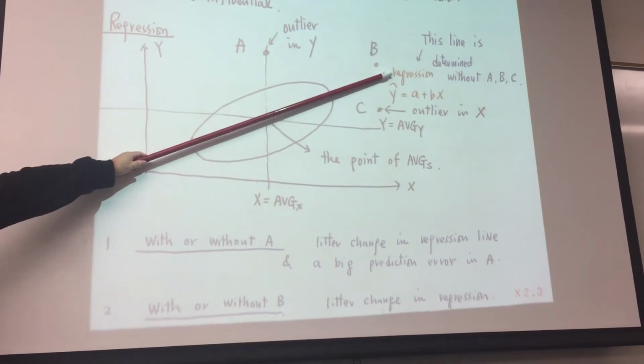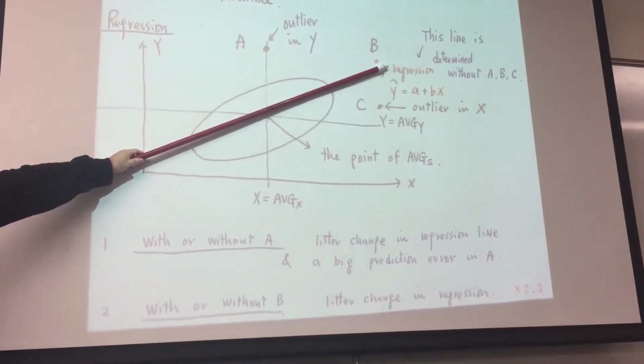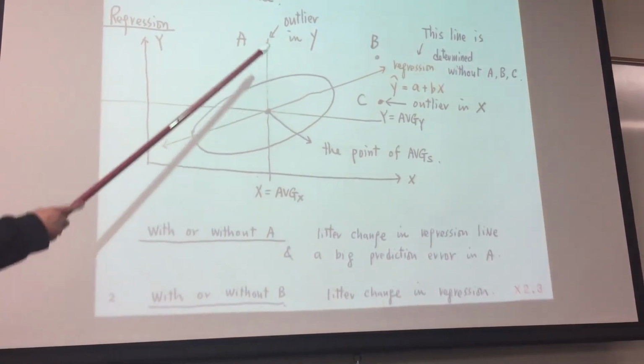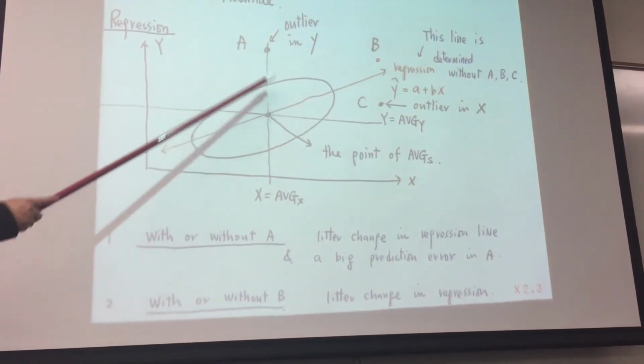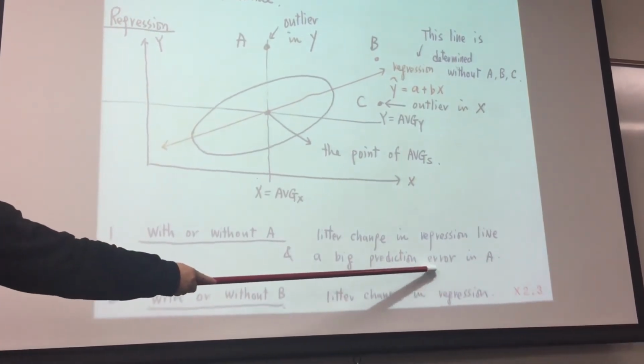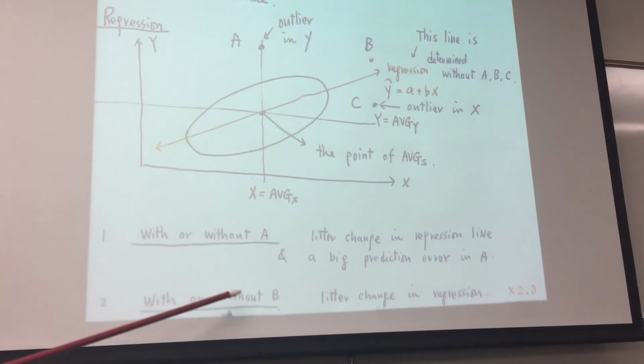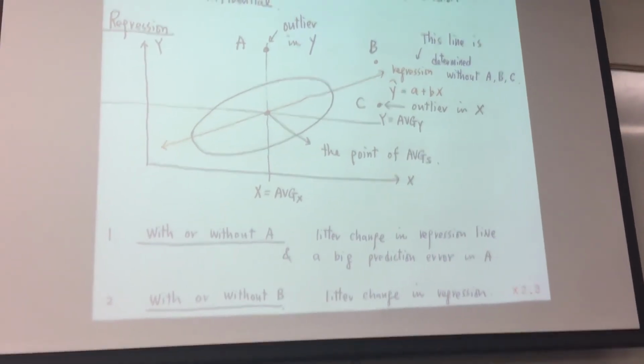Since you consider overall prediction error, this line can move only a little bit, almost no move. Is that okay? Therefore, the point to the line has a big prediction error. We call that a big prediction error, or you say residual. This is the impact with A or without A. Now, the second one, with or without B.